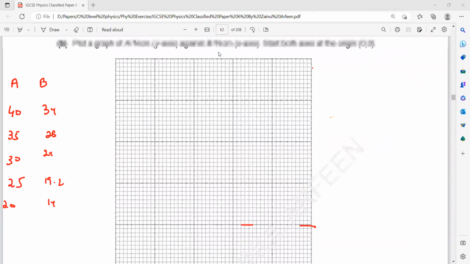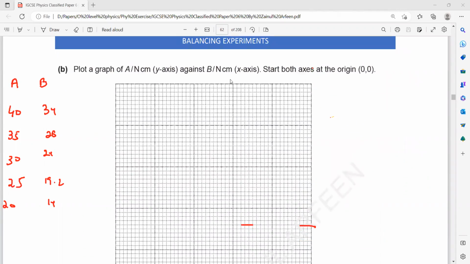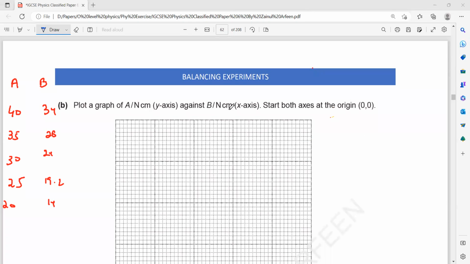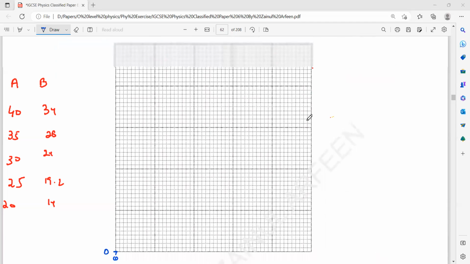The next part, we have to plot a graph between A and B and start both axes from the origin. What does it mean? You should start with 0, 0. Like this should be 0 here. There should be 0 here. And for the y-axis also there should be 0. When you check, A should be on the y-axis and B on the x-axis.